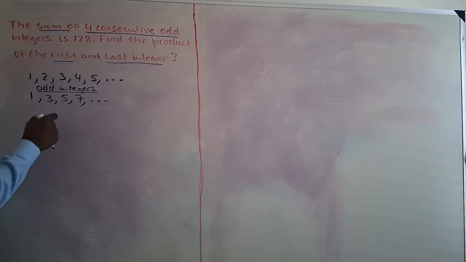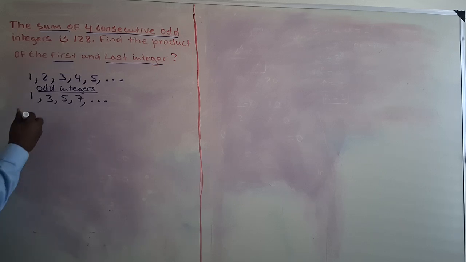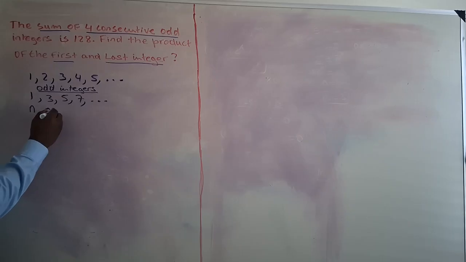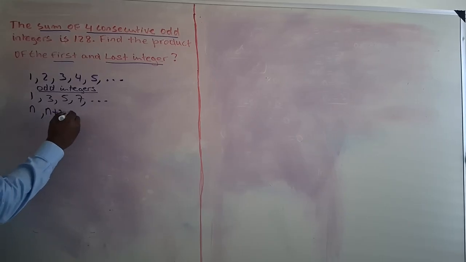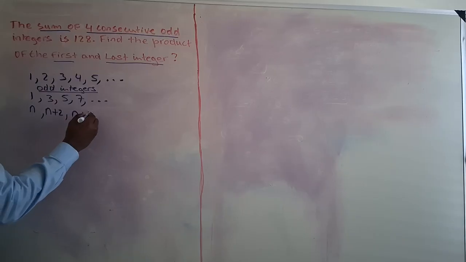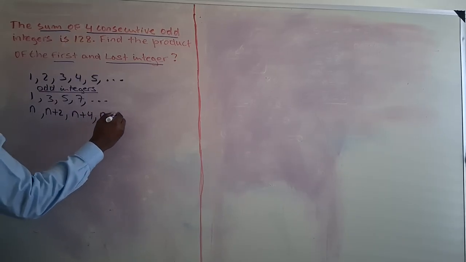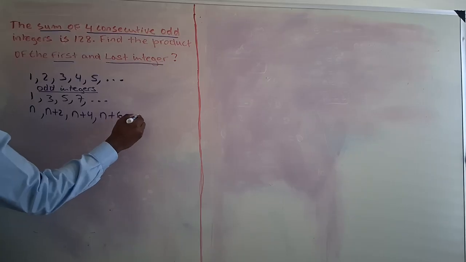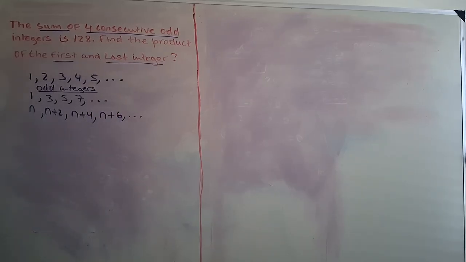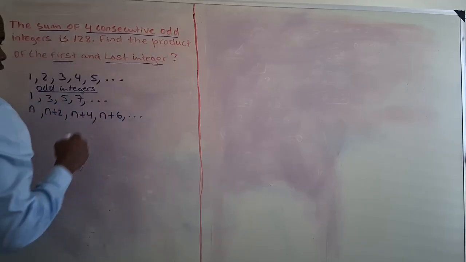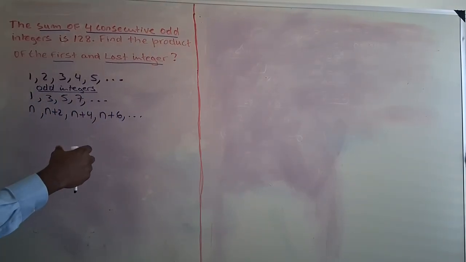So we have to make a rule for them. So let's say if we call the first odd integer n, then the next odd integer will be n plus 2. The next odd integer will be n plus 4. And the next odd integer will be n plus 6, and so on.